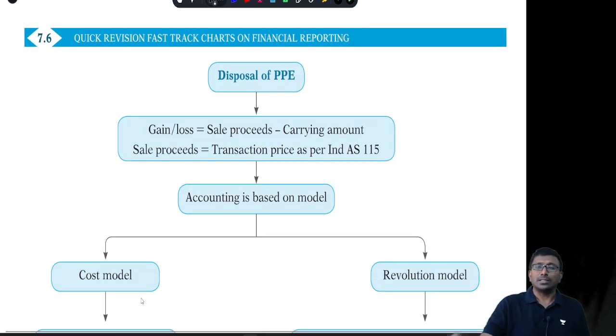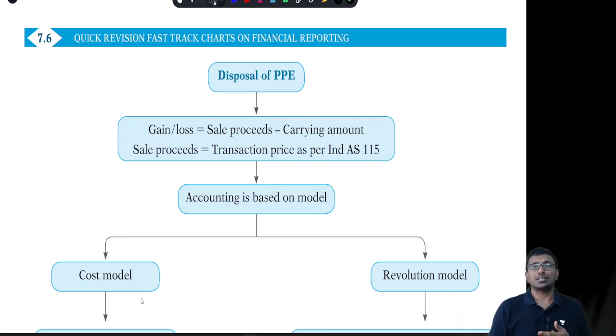Next concept is disposal of PPE. Whenever you dispose of the PPE, what are you supposed to do? You are supposed to calculate the gain or loss. First of all, when does the disposal or de-recognition take place? When the asset is sold, or the company enters into a finance lease. When you say finance lease, that is also risks and rewards being transferred to the other party, correct?